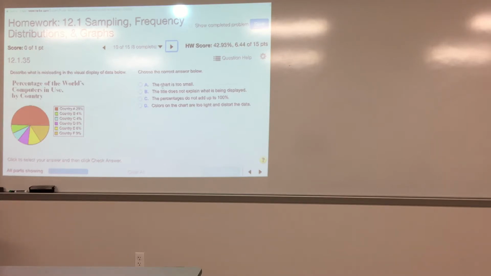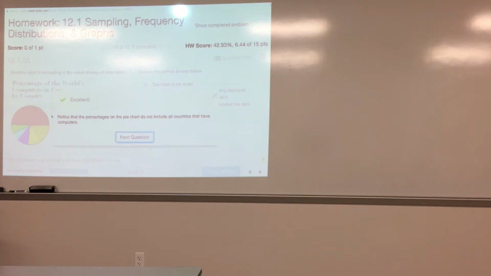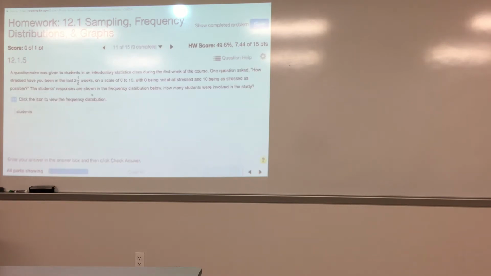Is the chart too small? B, the title does not explain what is displayed? No. The percentages do not add up to 100? Yeah, that's it. Look at this. And furthermore, 29%, what does this red area look like on the chart? Close to 50. So the percentages are not correct. Does that make sense, everybody? Okay. All right, wonderful. Let's go on.